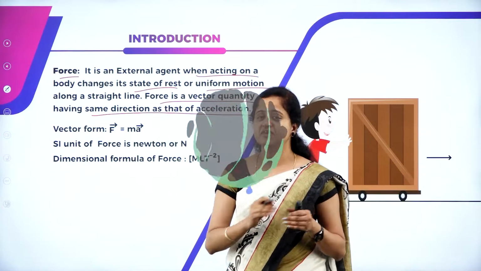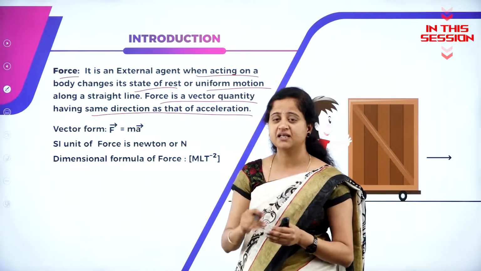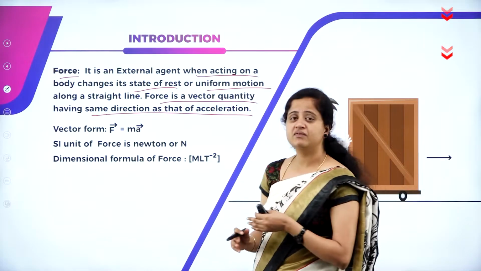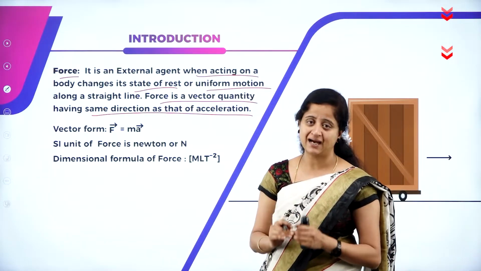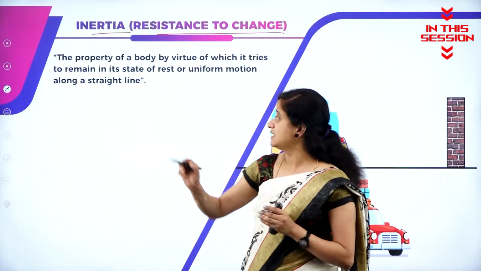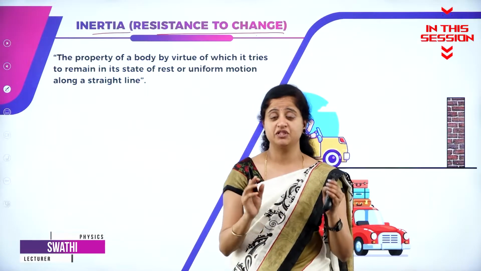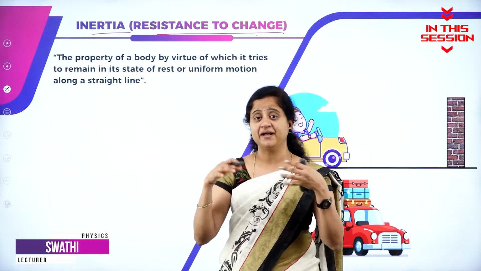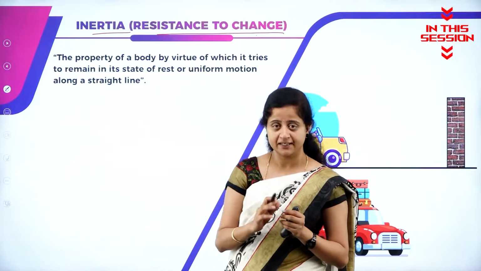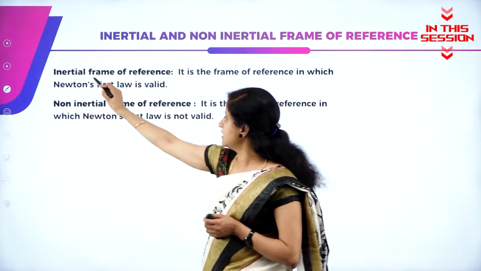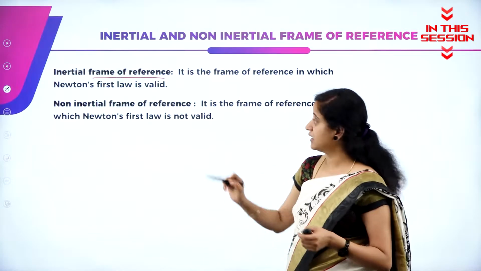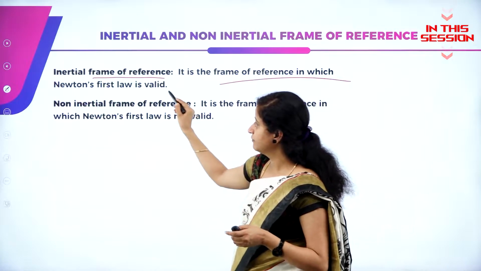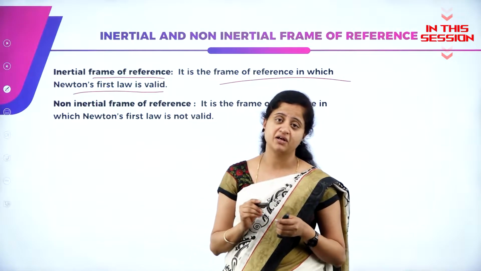In whatever direction we accelerate an object, in that direction only the object will move. So the direction is always the same as it is accelerated. Inertia means resistance to change, which means any body that opposes change to its state by itself, we will call it inertia. What is an inertial frame of reference? It is nothing but the frame of reference in which Newton's law is valid. We will call it an inertial frame of reference.